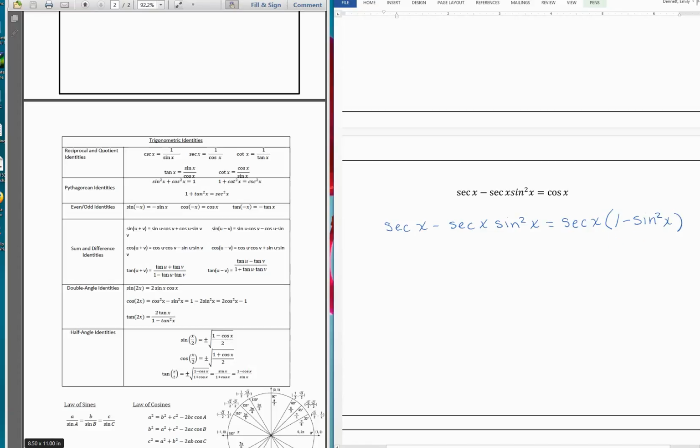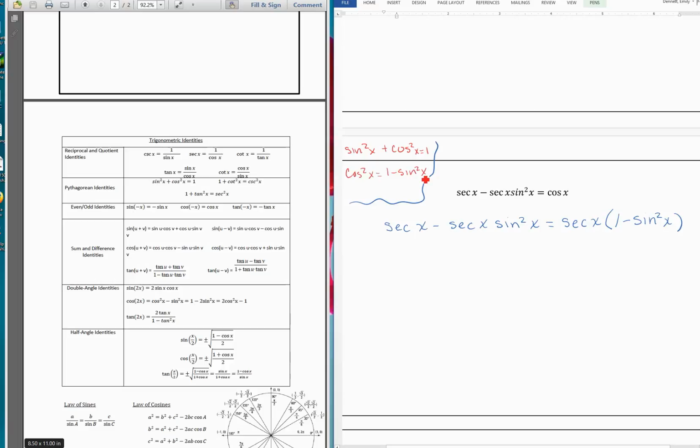And the one that has sine squared in it, we're just going to do this off to the side, says that sine squared of x plus cosine squared of x is equal to 1. Well, what if we subtracted sine squared of x from both sides? Well, then we'd have cosine squared of x equals 1 minus sine squared of x. So that's another identity that we can use.